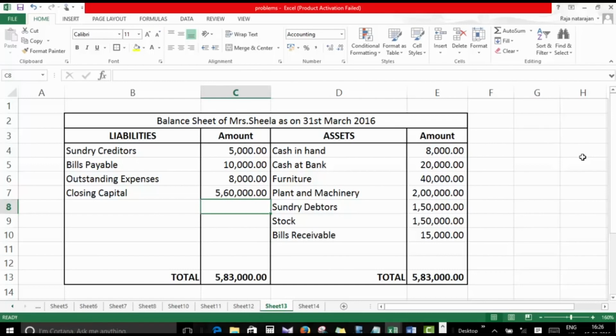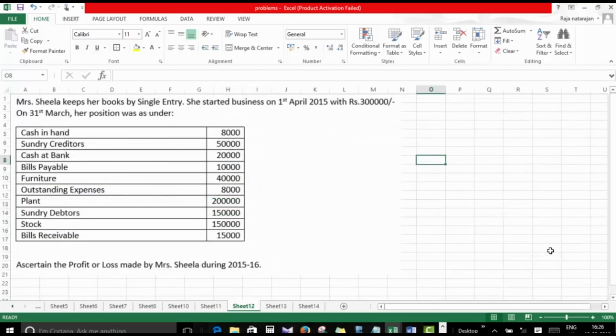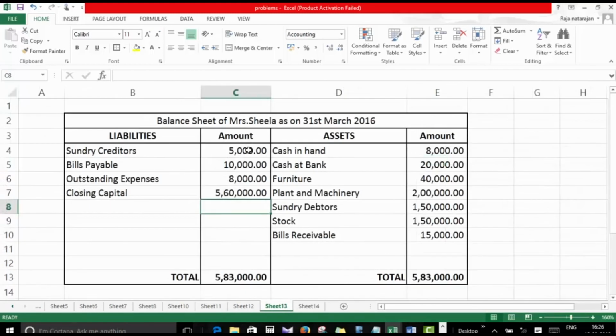So let's check its correctness. I'm a little skeptical about it. Let's go back to the question and check whether we have taken things correctly. Look here, the sundry creditors is 50,000, but what I have typed here is 5,000. Let me change that. It is going to be 50,000. Now I'm getting the closing capital, which is the balancing figure, as 5,15,000.